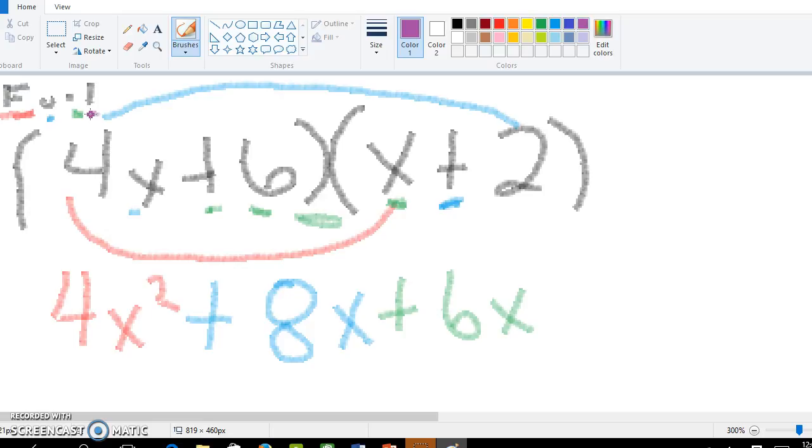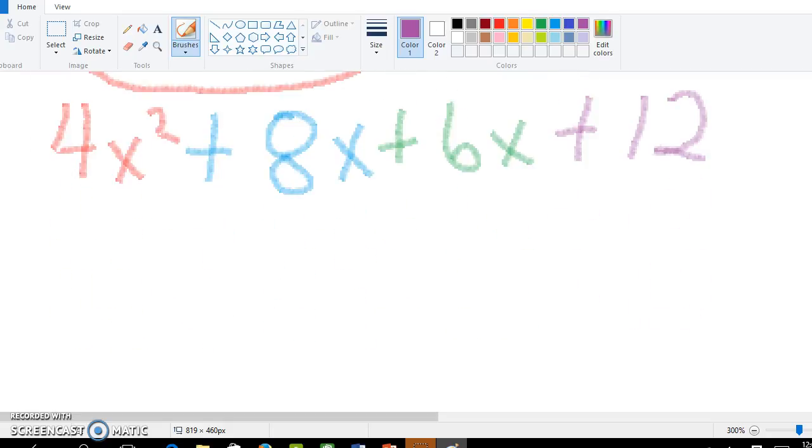Okay? Then we're going to do our last one, our L. Last one is anything at the end of our parentheses. So we've got a 6 and a 2. We know it's positive for both of them. All right? So 6 times 2 is 12. All right? Are we done? Well, not yet.